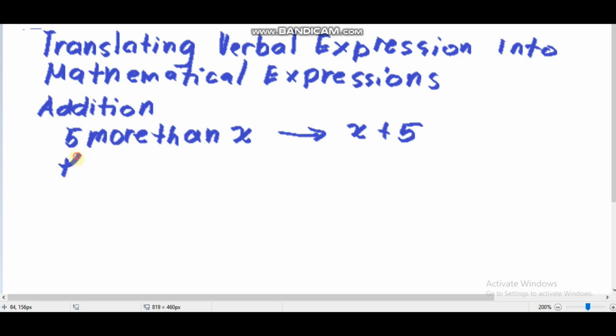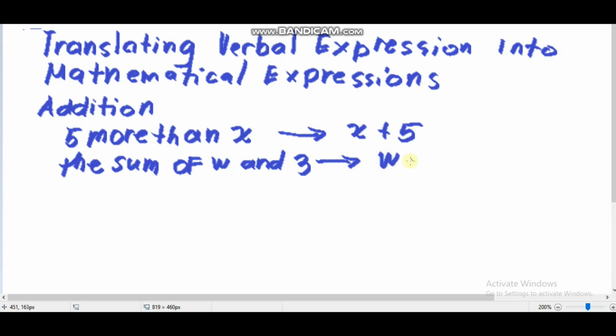How about this one? The sum of w and 3. How will you express that in mathematical way? Okay, very good. w plus 3. The sum of w and 3. So, with sum and, you just simply add directly: w plus 3. Unlike this one, more than: x plus 5.